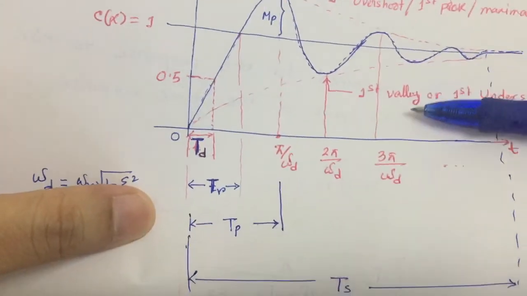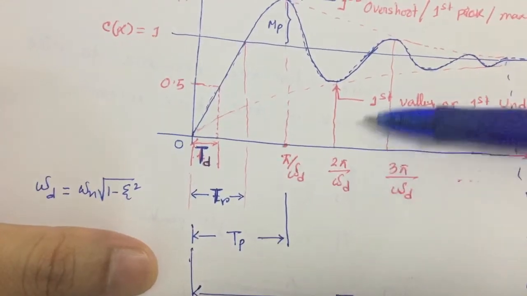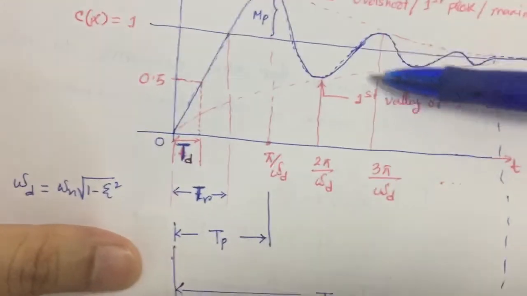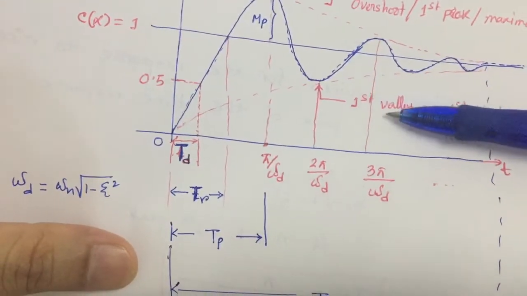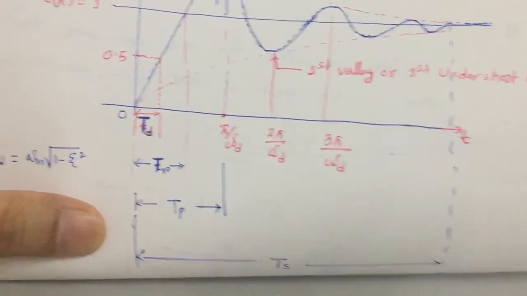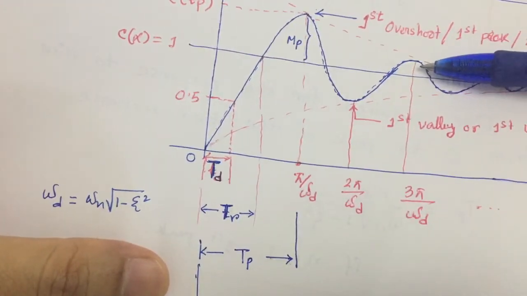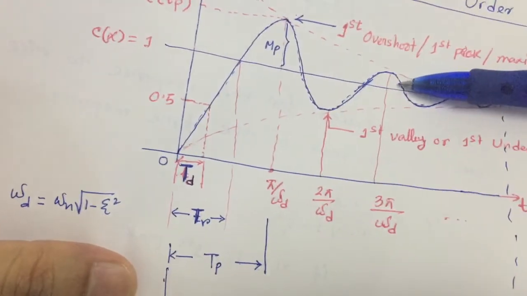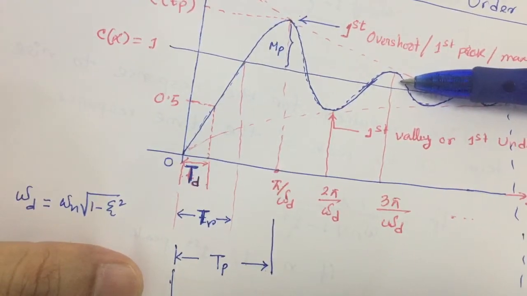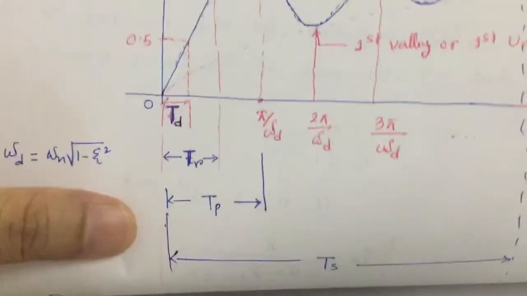If n equal 2, then we will get 2 pi over omega d, same omega d. So this one we call the first minima, or also the first undershoot. Then if n equal to 3, it will be our second peak. It will go n equal to 3, 4, 5 like this. It will go on.